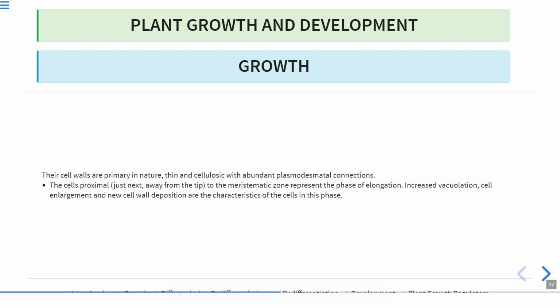The new cell wall: in the meristematic cell there is just a primary cell wall. But what happens at the time of elongation? The secondary cell wall is laid down. There is a deposition of cellulose, and this is one of the characteristic features of the elongation phase.